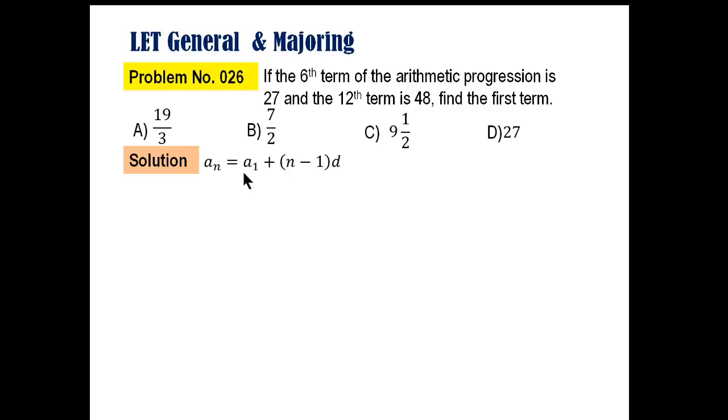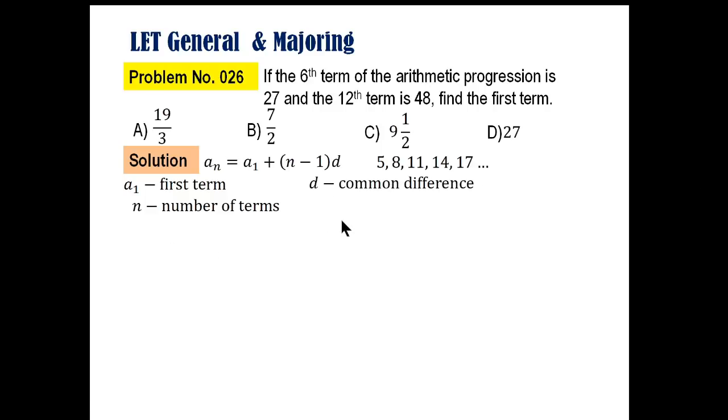a sub n is equal to a sub 1 plus quantity n minus 1 times d. Okay, this is an example of an arithmetic progression or arithmetic series: 5, 8, 11, 14, 17, and so on and so forth. Our a sub 1 is the first term. So our first term here is 5, second term 8, third term 11. Our n is the number of terms, so 1, 2, 3, 4, 5, and so on. So that's n. d is the common difference.